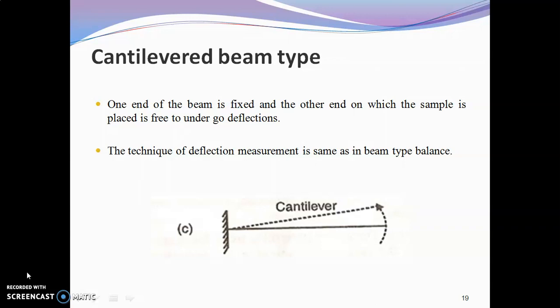Next is the cantilevered beam type. Here one end of the beam is fixed and the other end, on which the sample is placed, is free to undergo deflection.